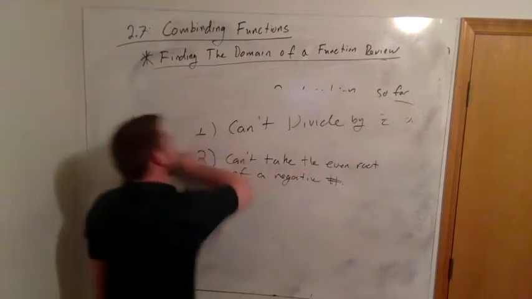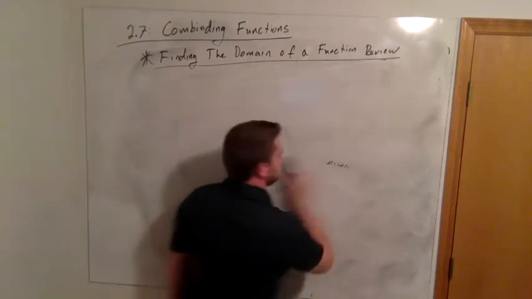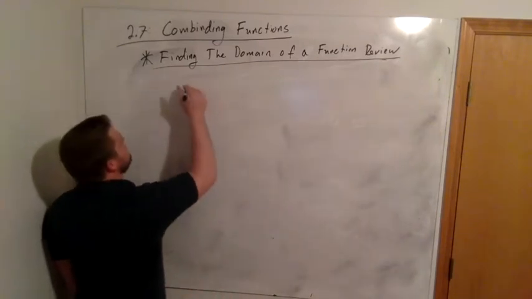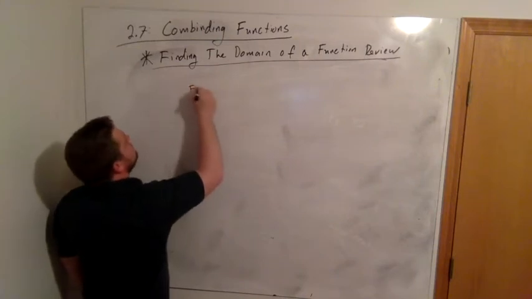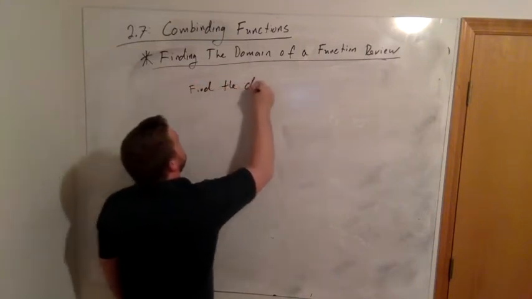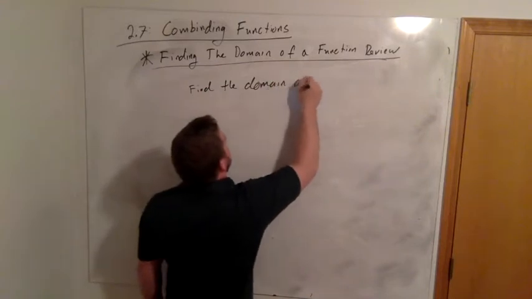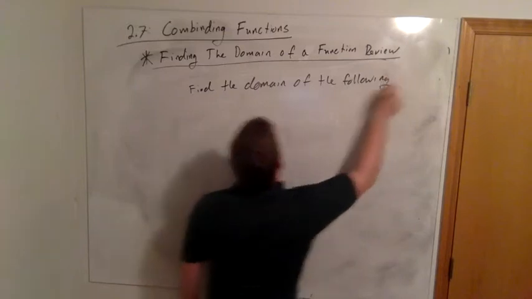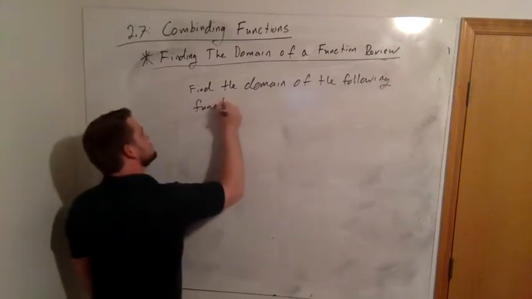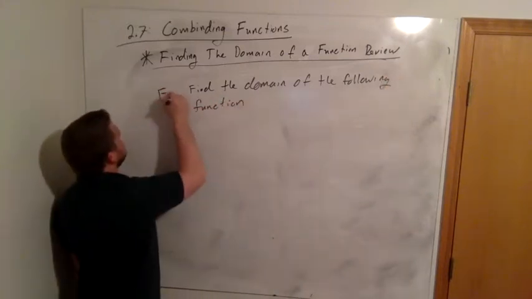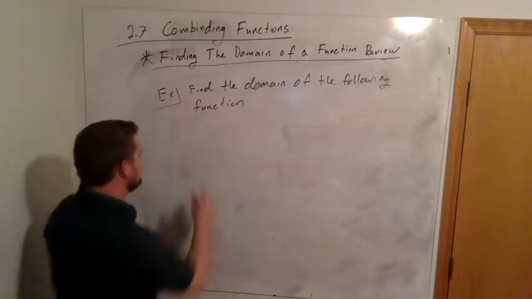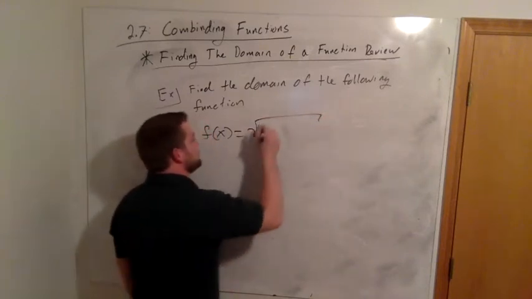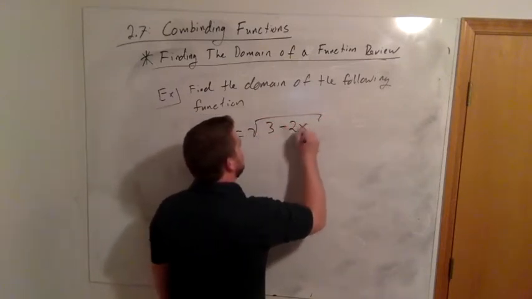Okay. We'll start simple, and we'll spice it up. For all these examples, we're going to find the domain of the following function. For the first example, let's say we have f of x is equal to the square root of 3 minus 2x.